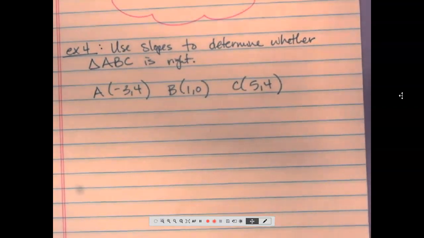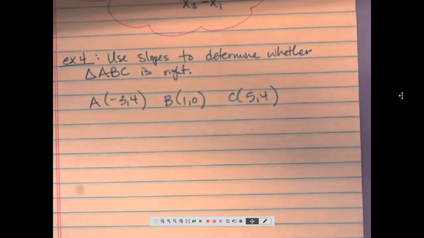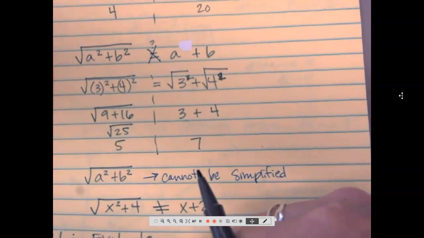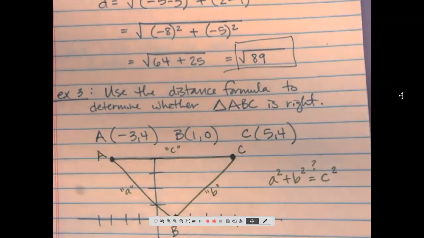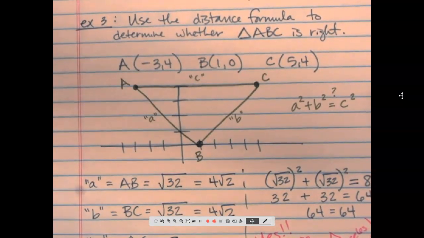How will we prove that a triangle is a right triangle using slopes? I'm not going to redraw it because I've got this sketch here. How would I prove that this is right using slopes? Any ideas?